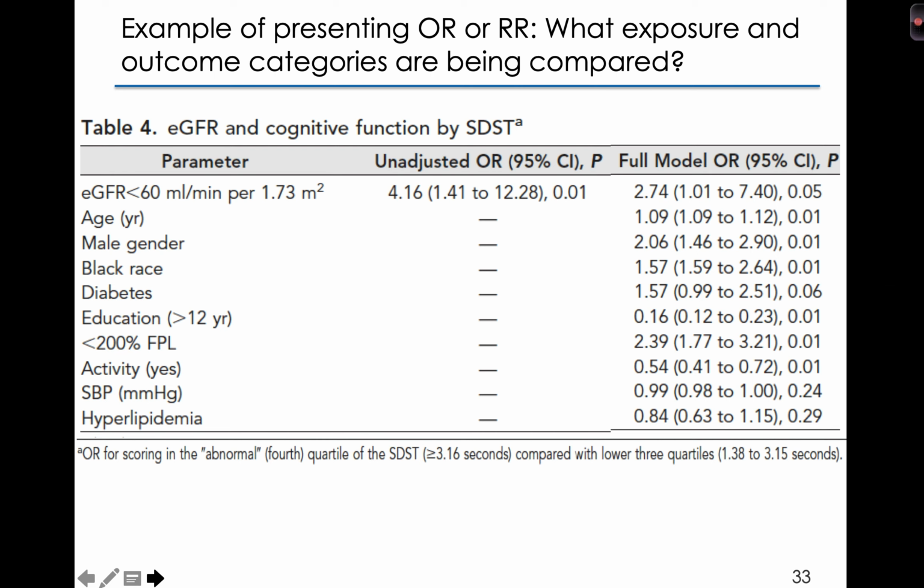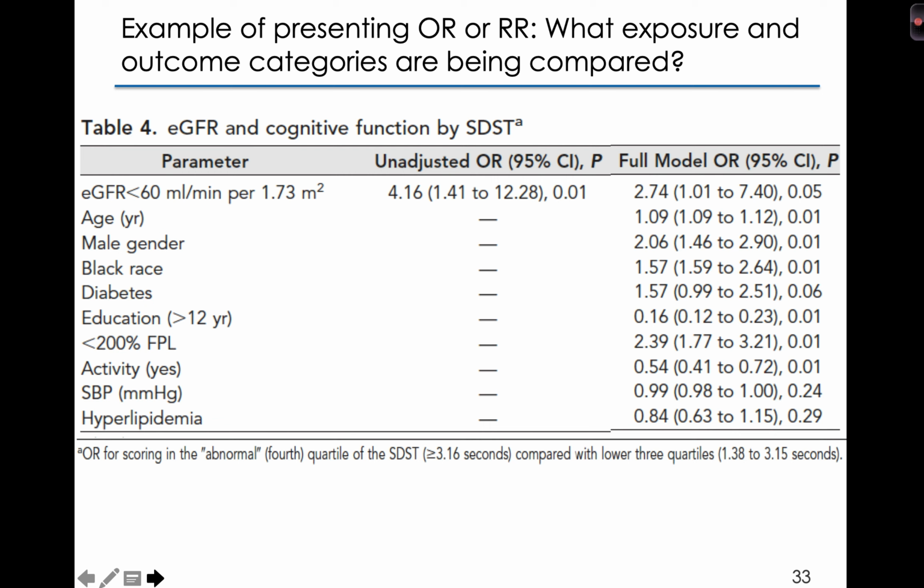The EGFR less than 60. Odds ratio of 2.74. Well, compared to what? And maybe if you're a nephrologist, you're used to this and you know that EGFR less than 60 is compared to EGFR more than 60, but I don't know, maybe they're comparing it to EGFR more than 90, or maybe I don't know what they're comparing it to, and they're not saying in the table is my point.